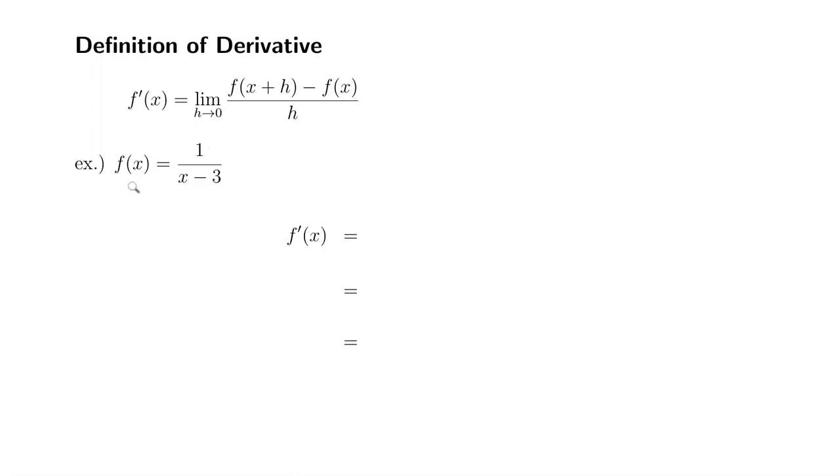So first, as a template, I'm going to put the limit as h approaches 0 and the denominator h. So it's going to look something like this. We need to put f of x plus h right here. Every time you see x in the formula of f of x, we're going to replace it by x plus h. So we're going to get 1 over x plus h minus 3.